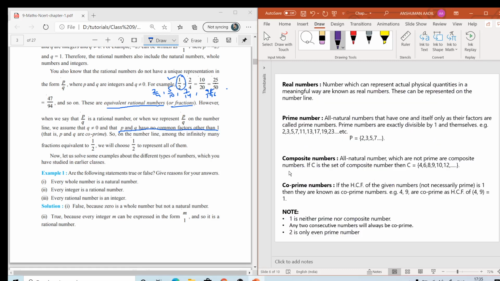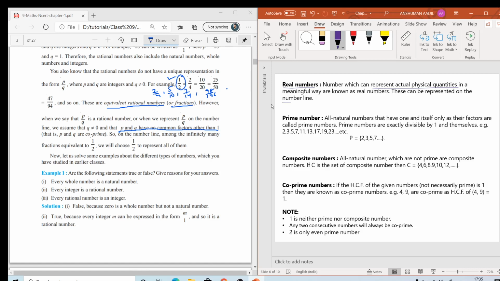Now again, we came to know about the real numbers. What are the real numbers? Numbers which can represent any physical quantity, actual physical quantity. Real numbers are those numbers which represent actual physical quantity, like 1 kg, 1 liter, 5 liter. If you are representing these physical quantities, this is called real numbers.